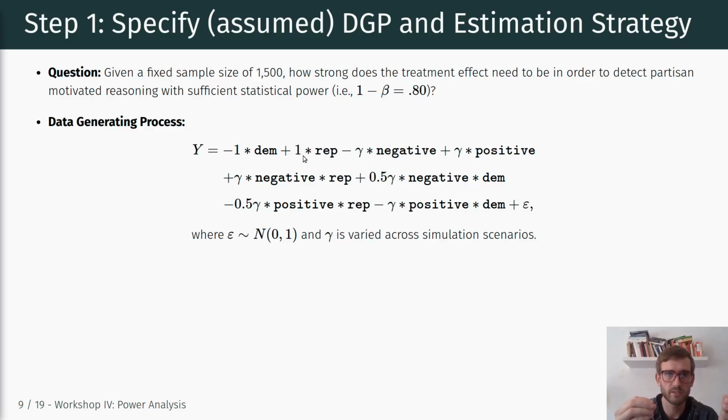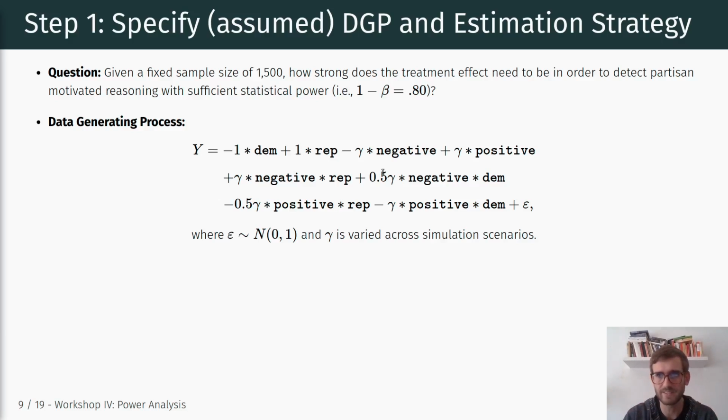Or in other words, focusing on the negative treatment, independents who receive the negative treatment with gamma equal 1 would evaluate the Trump administration's handling of the COVID pandemic just as negatively as Democrats who were in the control group and just received the neutral treatment. So that's the basic setup.